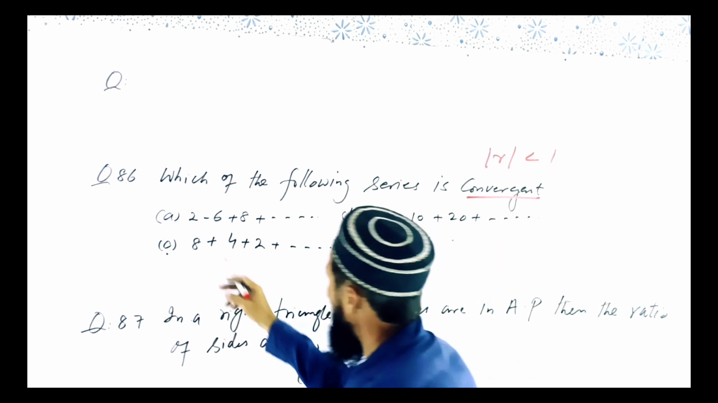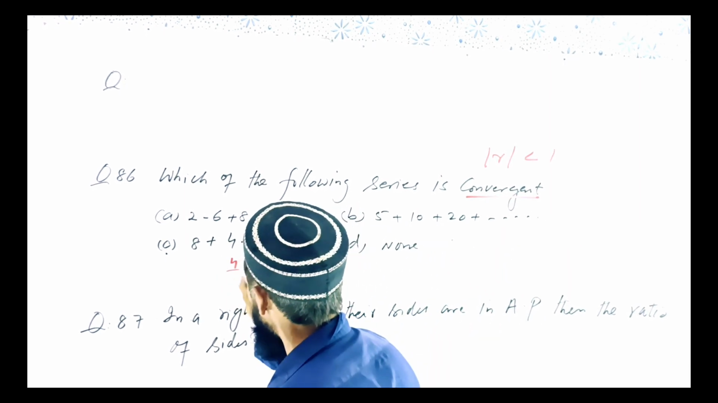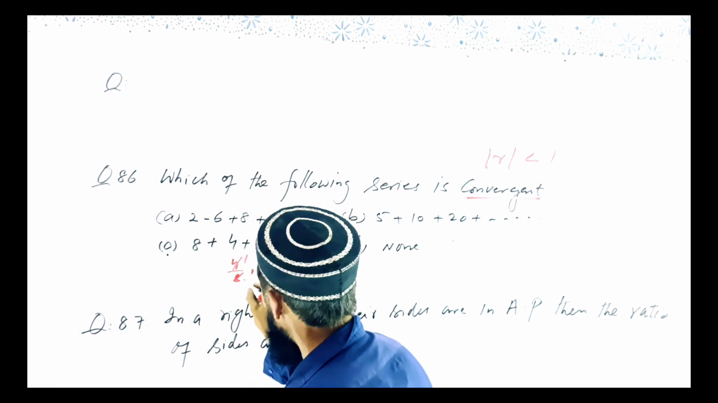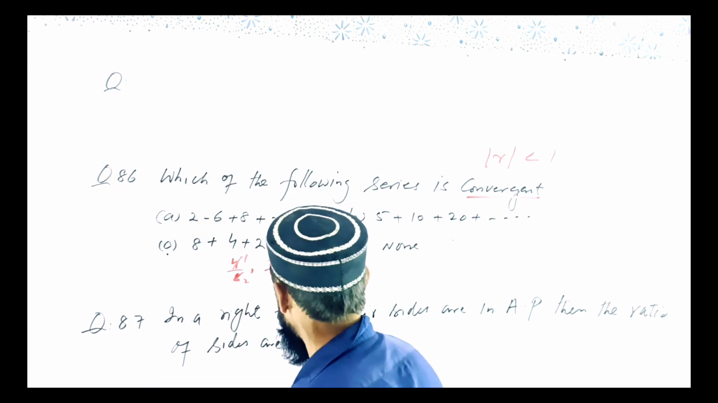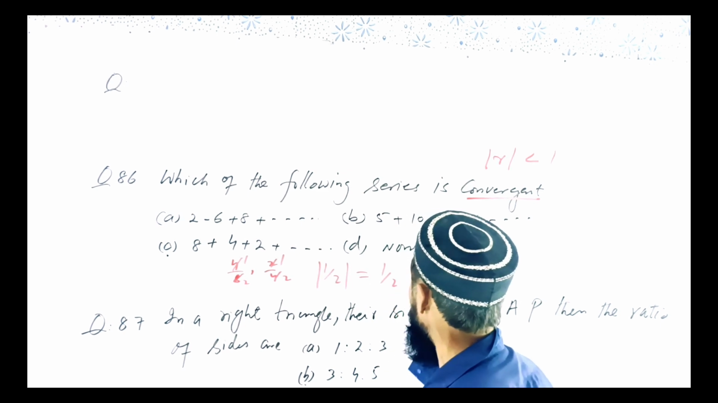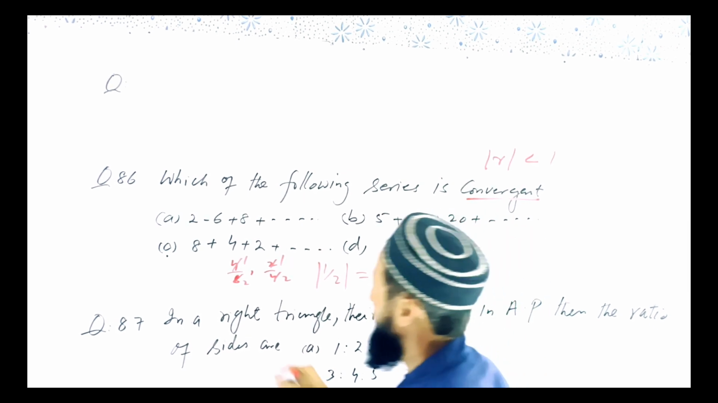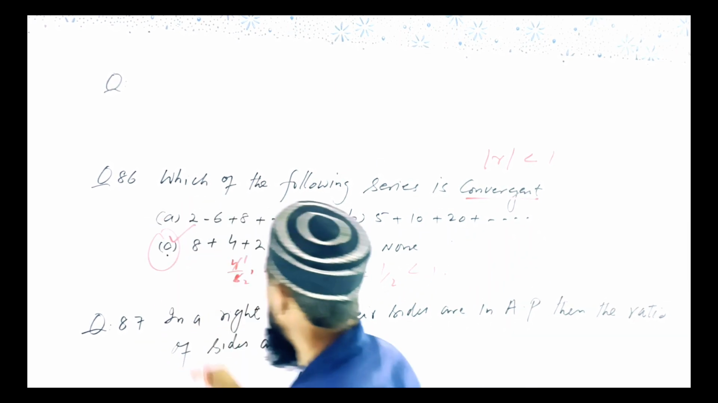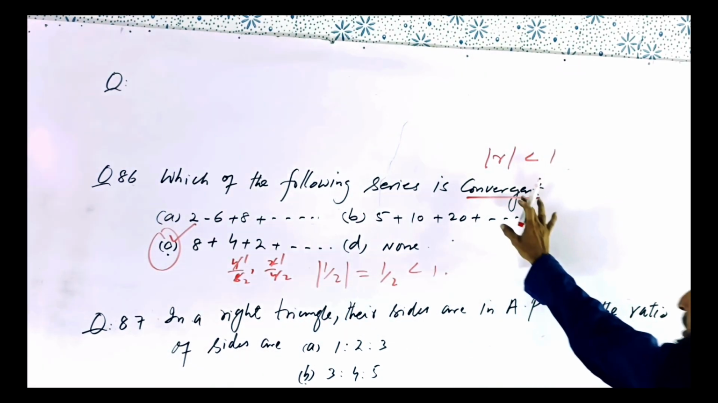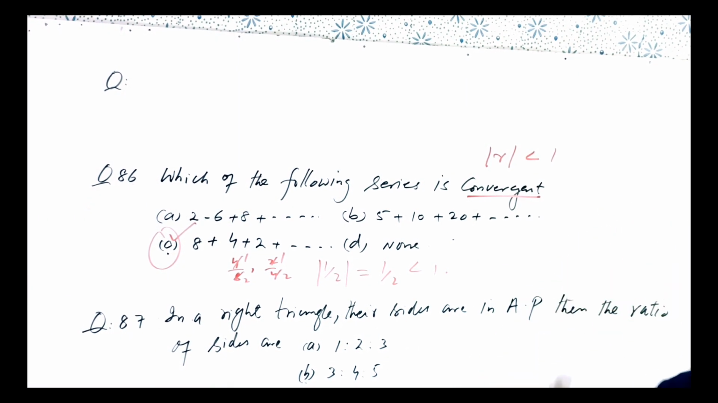And here if we divide 4 by 8 and 2 by 4, we get 1 by 2, and here also 1 by 2. If we take the absolute value, this will be less than 1. So C is the correct option, because according to the formula, for a convergent series the absolute value of r must be less than 1.